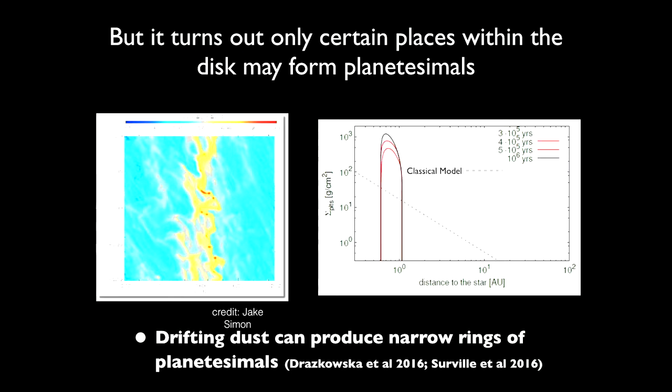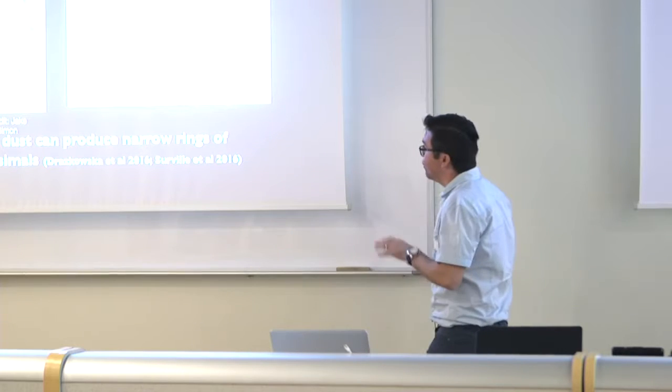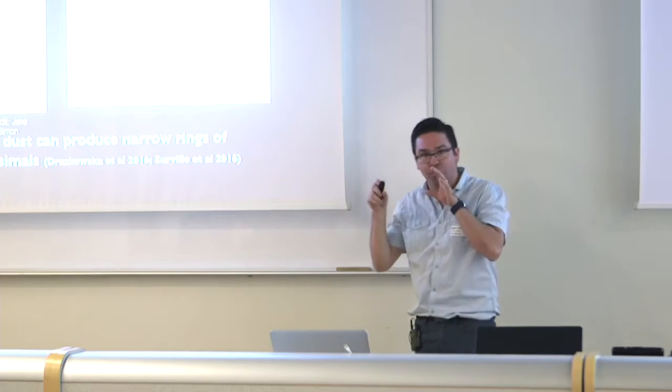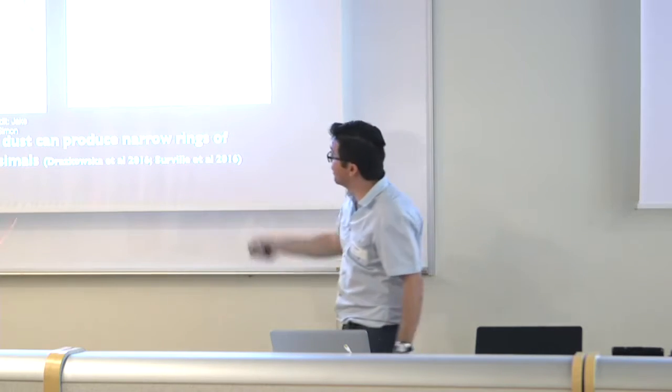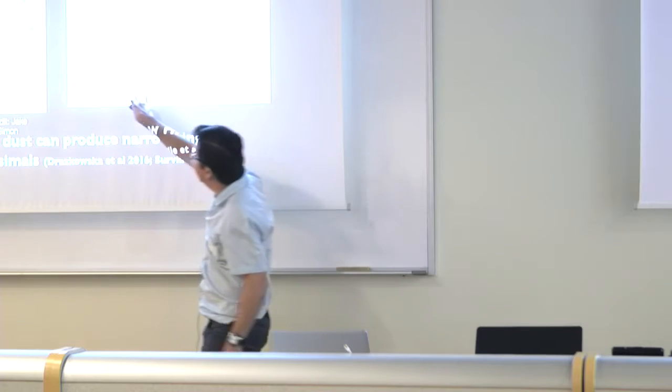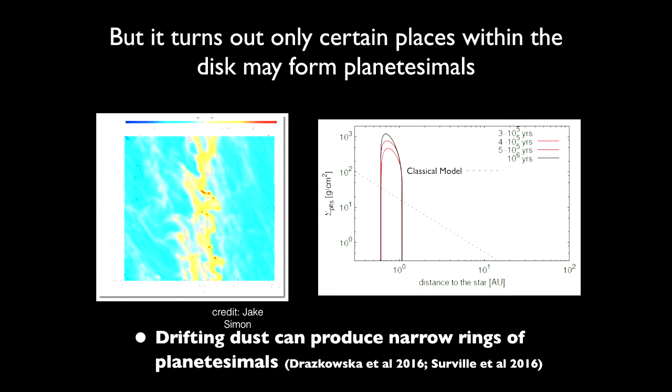This is what this simulation shows. Here is a simulation by Drazkowska, 2016, where she follows the dust growth up to planetesimal formation. What she got is that maybe you can indeed only form planetesimals in very narrow regions of the disk. That's what the simulation shows. So this idea of having a very narrow disk, like Hansen started with, is not so crazy. It might make sense.